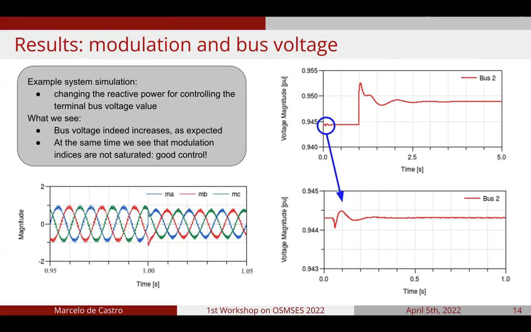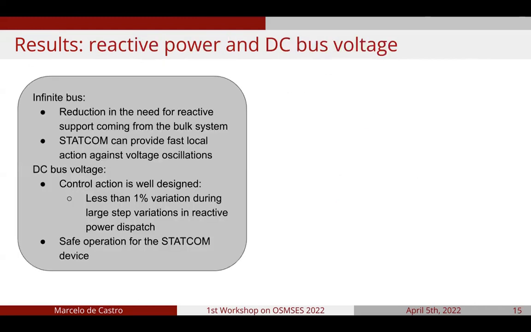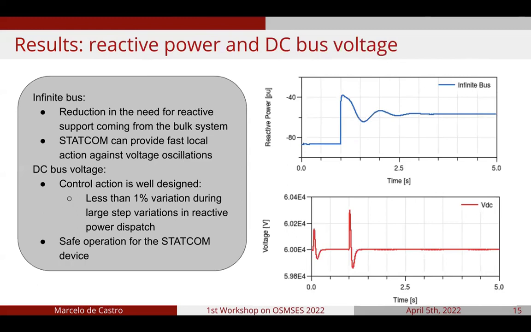As one can see, the bus voltage magnitude where the STATCOM is connected increases. Of course, as expected, we see the modulation indices changing without any saturation. In addition, it's important to observe that the change seen in the beginning of the simulation is due to the interconnection of the STATCOM and does not reflect any sort of unstable behavior. We can also observe on the upper right figure that the infinite bus reduces the reactive power support now offered locally by the STATCOM, which can also provide fast responses to faults occurring near the site.